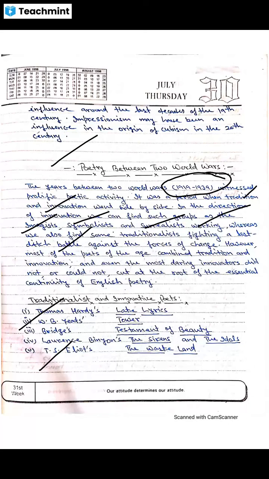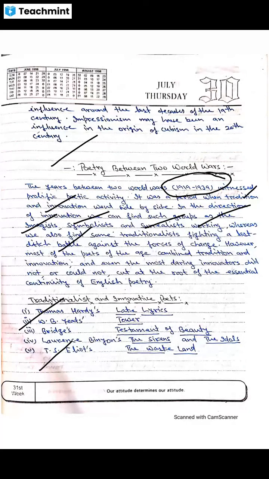Except for it, we also find the changes which were taking place. There were some people who opposed these changes, who wrote against these changes in their poems. However, most of the poets of the age combined tradition and innovation, and even the most daring innovators did not or could not cut at the root of the essential continuity of English poetry.